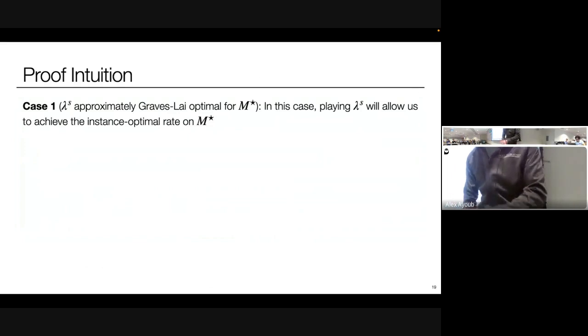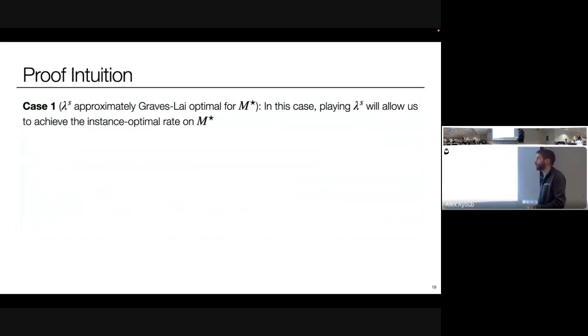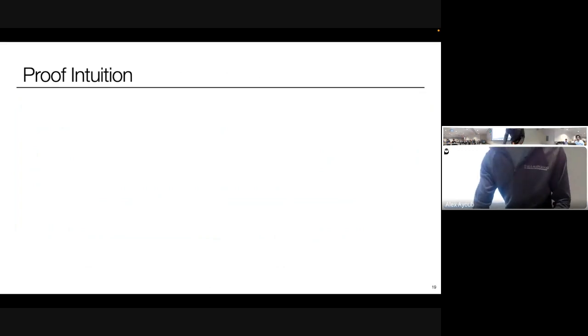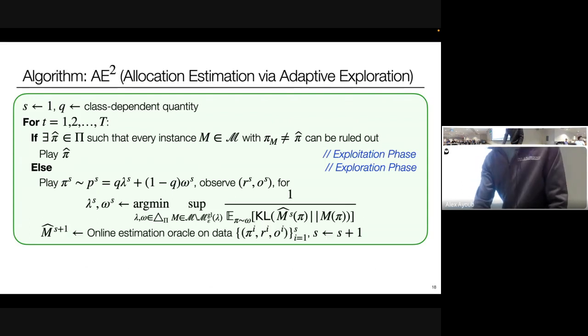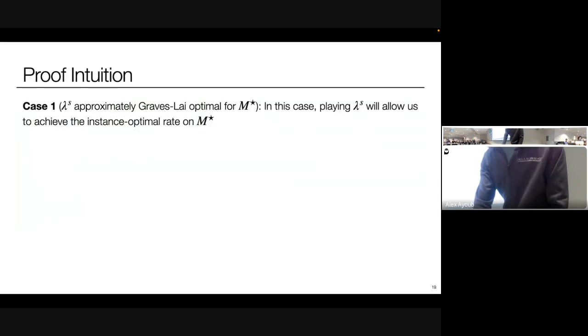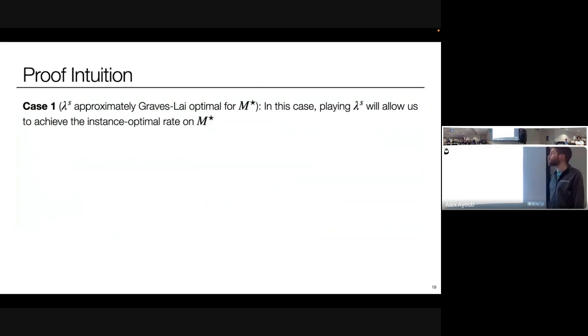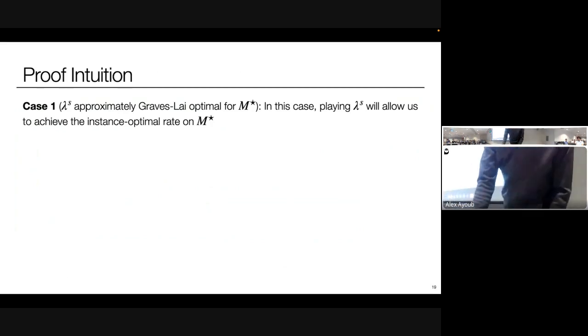So I'll quickly explain on one slide the intuition for this. There are two cases. We're playing an allocation that's a mixture of lambda s and omega s. Case one: lambda s is approximately greater than optimal for m star. In this case, playing lambda s will just give us the instance optimal rate for m star, so we're good to go. This case is not super interesting.